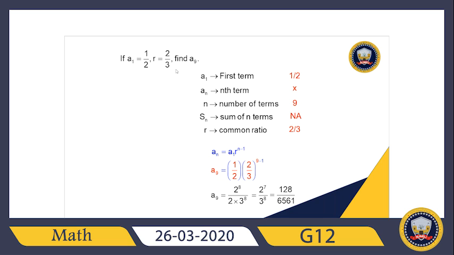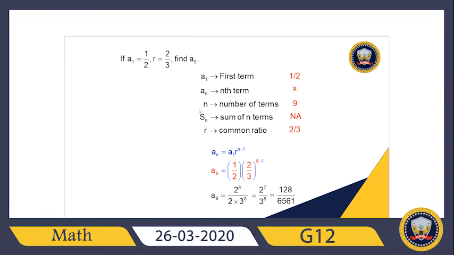So we can find the nth term and we can find the sum of the n terms by using the formulas. So let's start by finding an. an by the formula equals a1 multiplied by r to the power n minus 1. So immediately instead of a1 we have a half, instead of r we have 2 over 3. We calculate this formula, we find an. This is an for the geometric sequence.